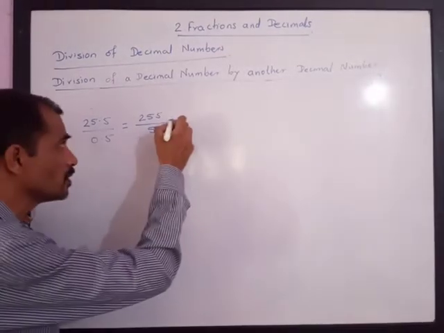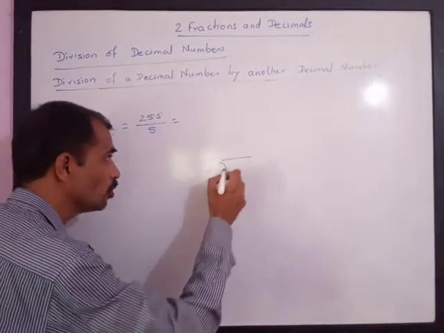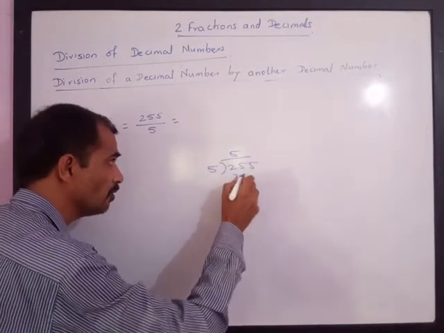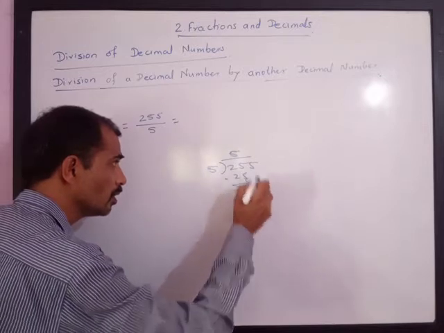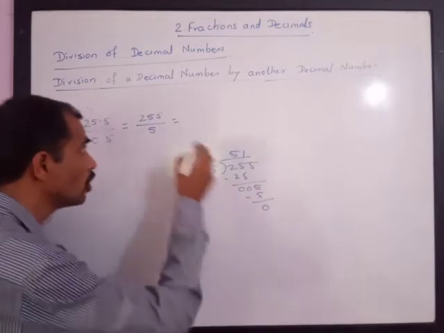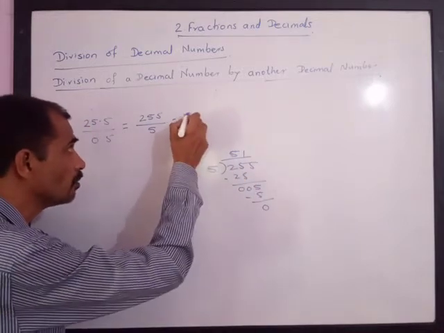So this becomes, now do the division of 255 divided by 5. So the answer is 5 5s are 25. You can take the next digit. 5 1s are 5. So the answer is 51.